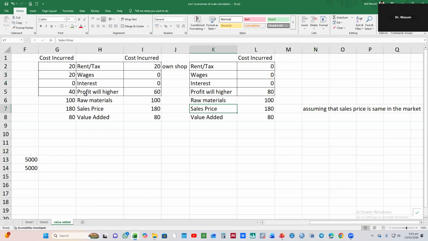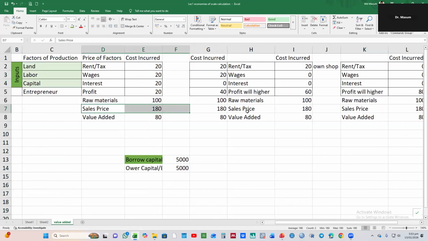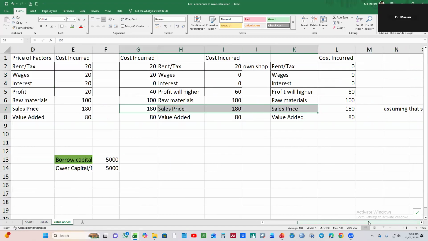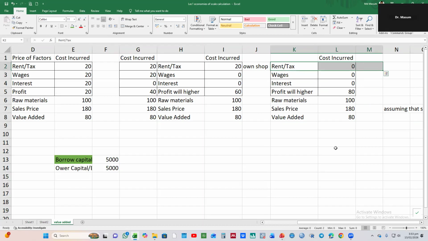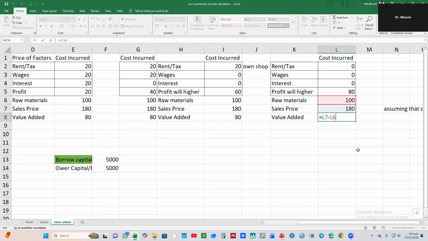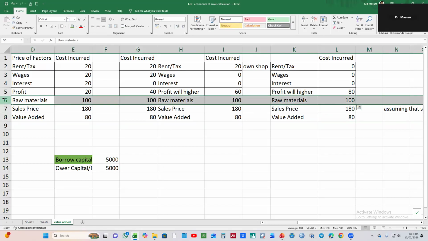So when the sales price is the same among all the scenarios, sales price 180, sales price 180, 180, etc., you can charge what? You can charge more profit. This profit is logical because your capital is yours, wages are yours, the shop is also owned by you. So you can charge higher profit. All the factors' contributions are going to the owner's pocket, and value added remains the same because of the fixed sales price and the fixed outside raw material price.